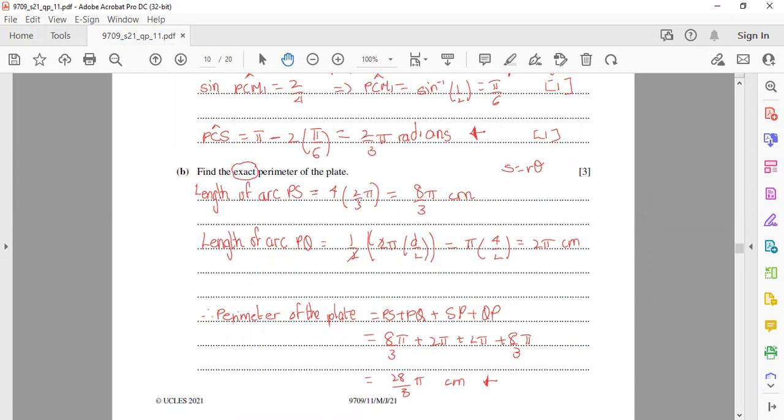All right. So here you're given 1 mark for finding the length of arc PS, 1 mark for finding the circumference of the semicircle, and 1 mark for finding the correct answer for the perimeter of the plate.